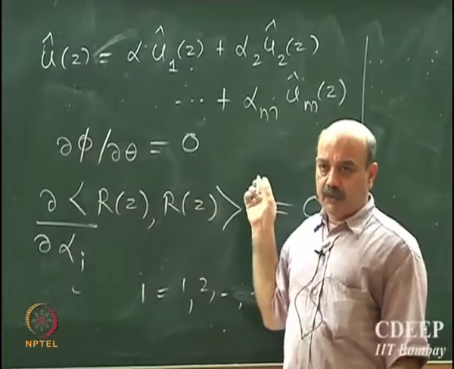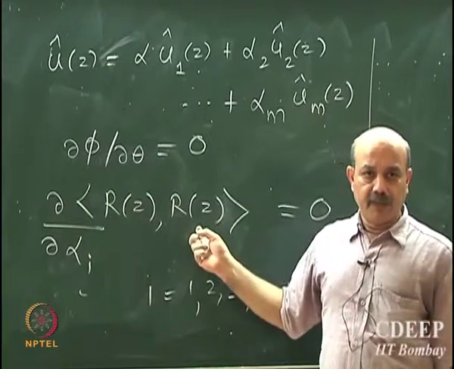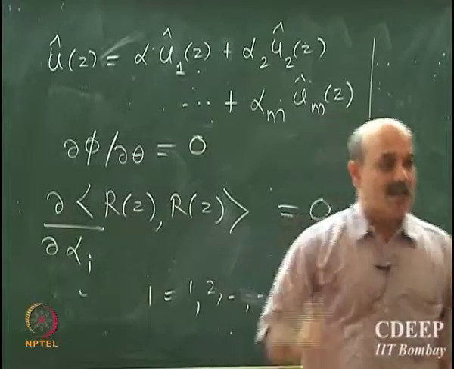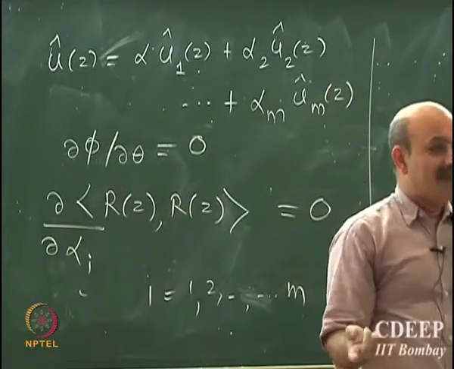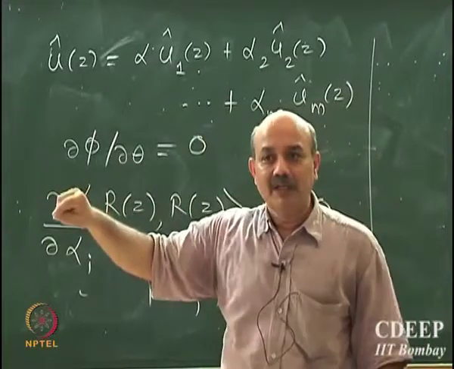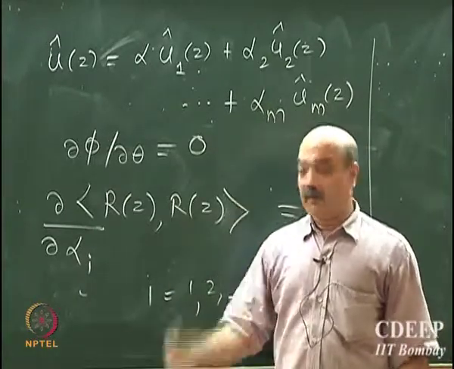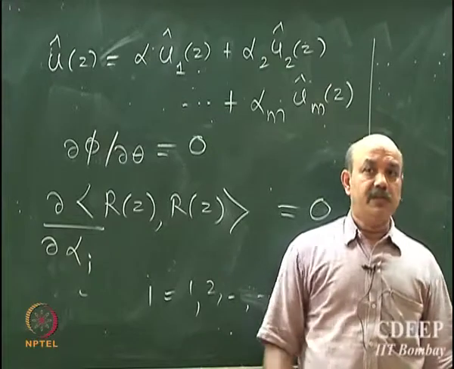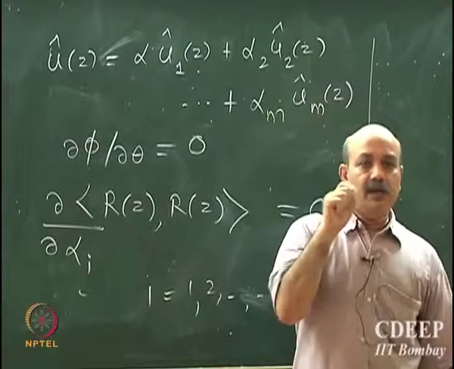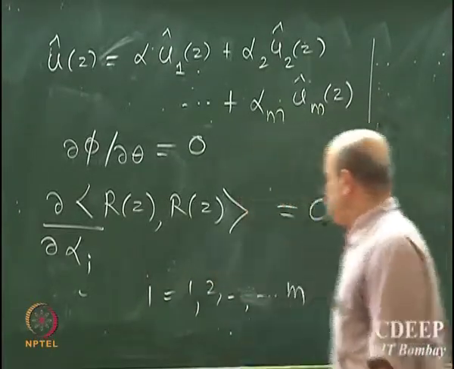Dou phi by dou theta equal to 0, which is same as, this is my objective function, error, right? This is my error square, sum of the square of errors. But it is not sum, it is integral of error. It is integral of error, not at one point, not at few points, but over the entire domain. Okay, there is a difference you can see here between the way I am constructing the solution, and finite difference method or orthogonal collocation method. Here we are setting this with respect to alpha equal to 0.